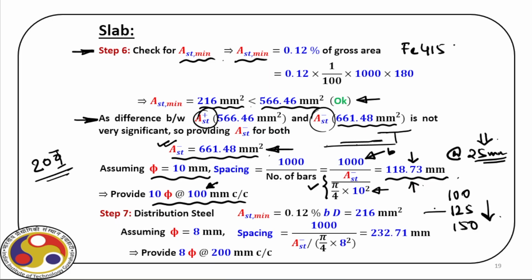We cannot provide 125 here, which is actually more than the spacing evaluated from this expression, and therefore we provide 100 millimeter center to center.